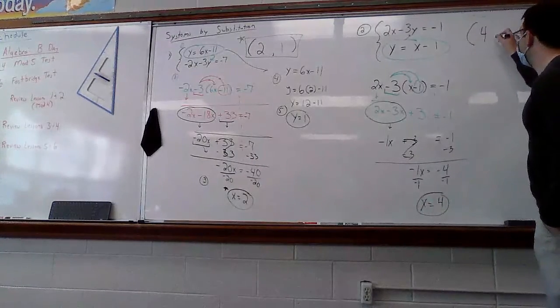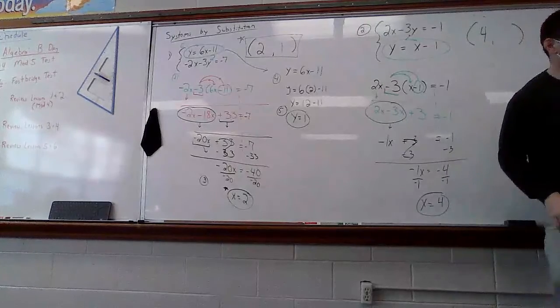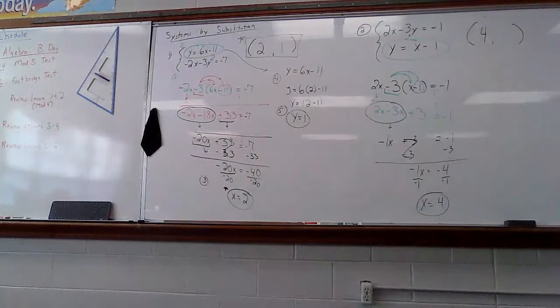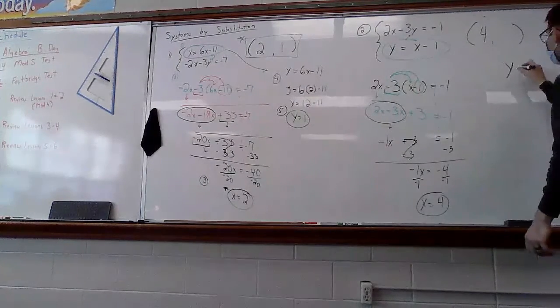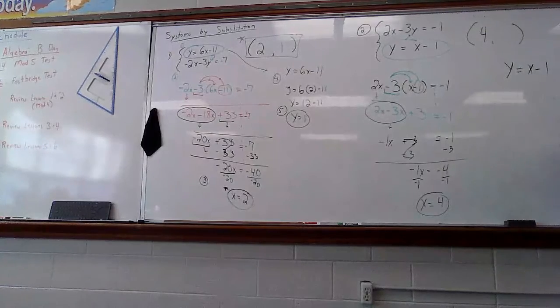So now we have 4 comma. Am I done? No. Because remember, we're looking for an ordered pair. So what am I going to do at this point? We're going to bring the y equals x minus 1 down to this side. Oh boy, coming in strong. Then what? And then you're going to make the x the 4. Okay, do I still want to put it in parentheses? Yes. Always. Whenever we substitute in, I want you to get into the habit of putting it in parentheses. Okay? Then, what's 4 minus 1? 3. Very good.